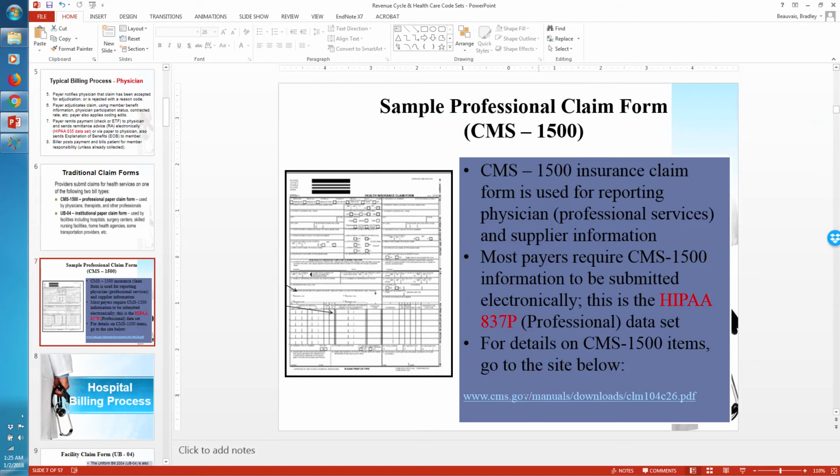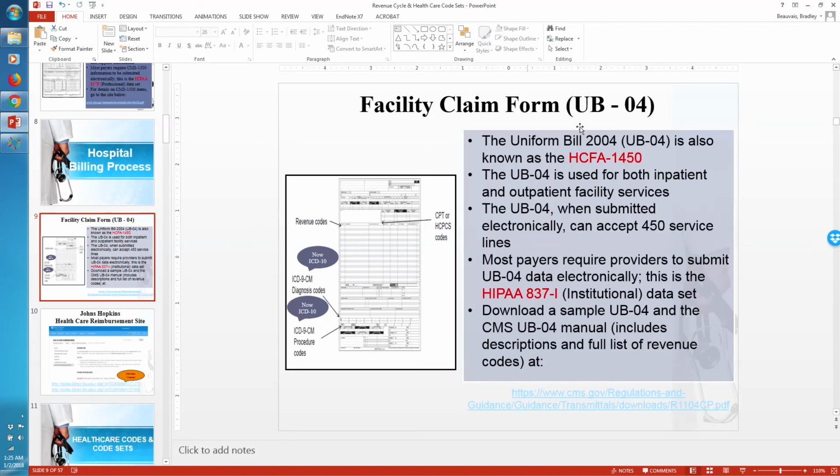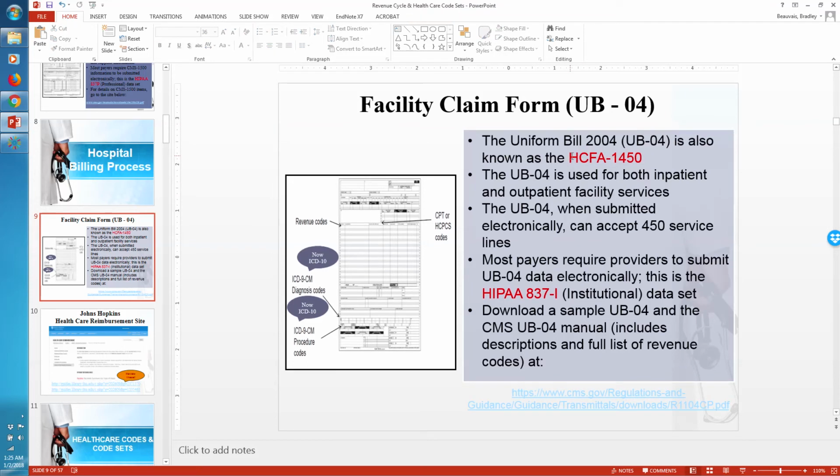And of course, here's a link that I encourage you to dig into if you want to know a little bit more about the 1500 and some of the nuances thereof. Now, on the hospital side, like I said, the institutional claim form is the UB04. Okay. You might also hear it termed the HCFA 1450, used for both inpatient and outpatient facility services, and we can go up to 450 lines.